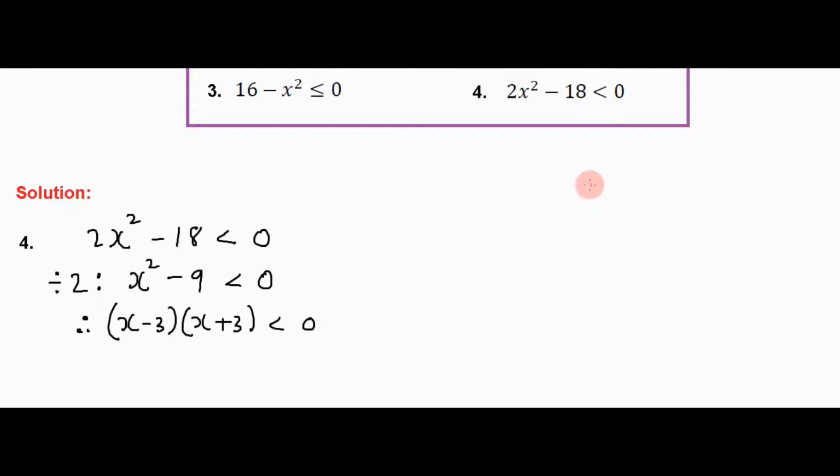Now we can draw a parabola. The roots, of course, are negative and positive 3. Now, looking at this inequality in terms of the graph, it's asking for which values of x is the graph of y equals x squared minus 9 negative, or below the x-axis. And we can see that from negative 3 to positive 3, it's below the x-axis.